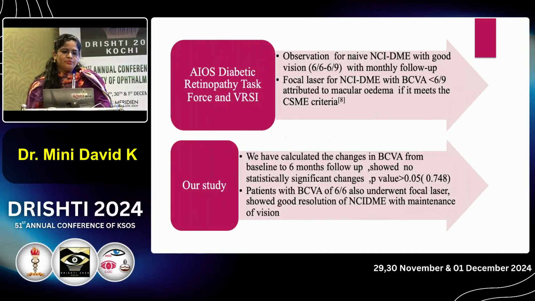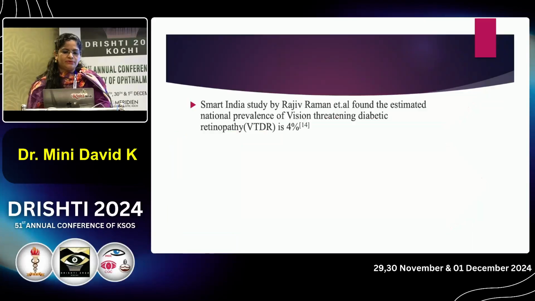AIO's Diabetic Retinopathy Task Force and VRSI recommends observation for naive NCI-DME with good vision with monthly follow-up, and focal laser for NCI-DME with BCVA less than 6/9 attributed to macular edema. In our study, we calculated the changes in BCVA from baseline to 6 months, which showed no statistically significant changes. Patients with BCVA of 6/6 also underwent focal laser, showed good resolution of NCI-DME with maintenance of vision.